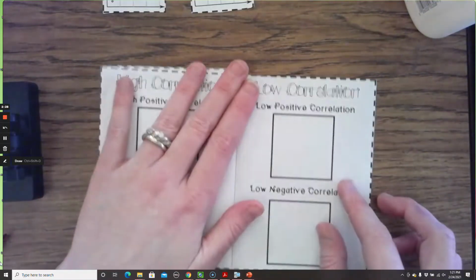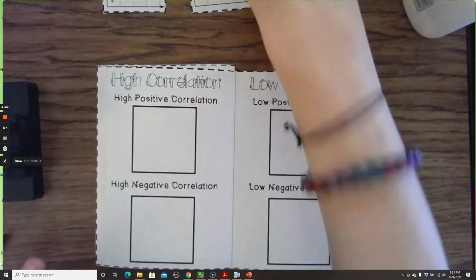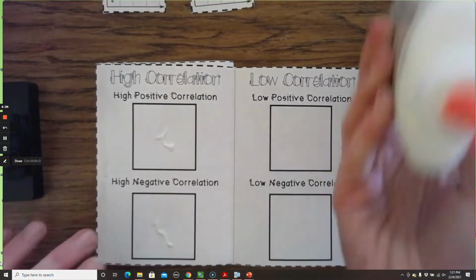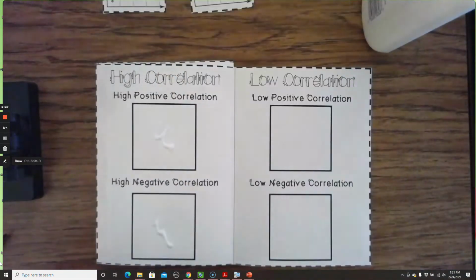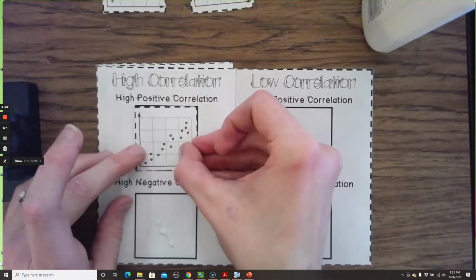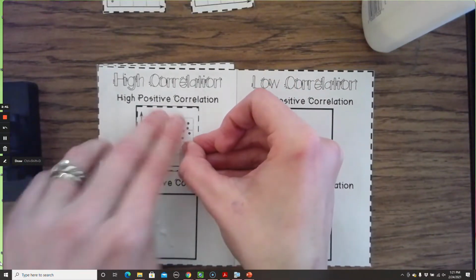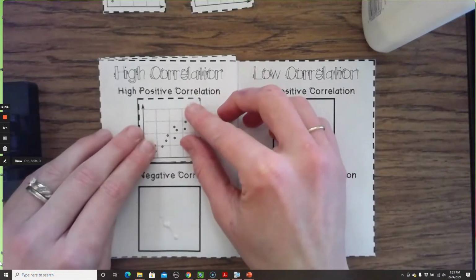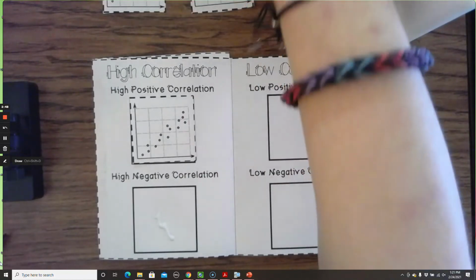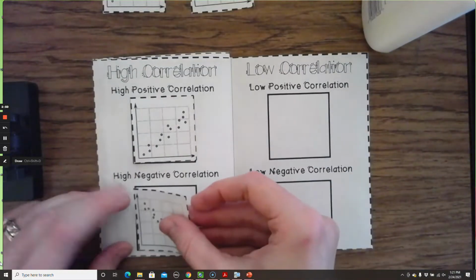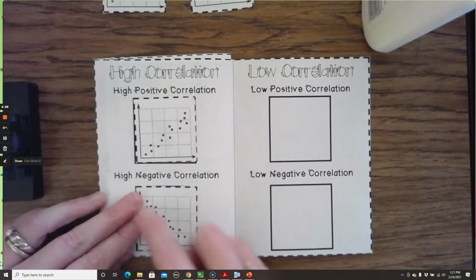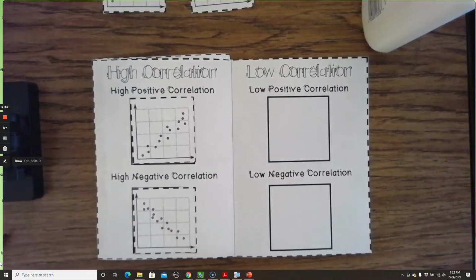Next, we have high correlations. And so high correlations are not as tightly grouped, but they're still pretty close. And so for our high positive, you can see the data is not grouped as close as it was in the perfect ones, but you can still clearly see that it's going uphill, that it's positive. And then the high negative is the same way. They're not as closely grouped, but you can still clearly see that it's negative and it's going downhill.